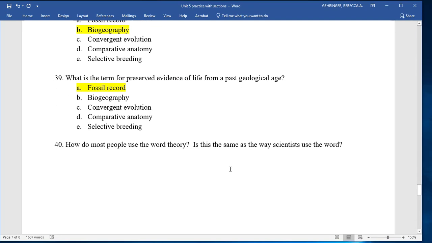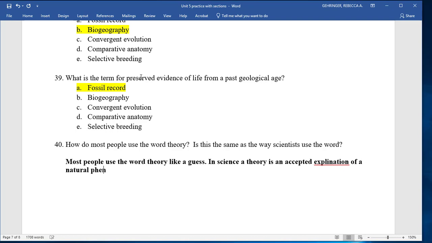How do most people use the word theory? Is this the same as the way scientists use the word? I would say probably not. Most people use the word theory like a guess, right? So that's not how scientists use the word theory. Most people use the word theory like an educated guess, maybe a hypothesis. And scientists use the word theory to mean the accepted explanation of a natural phenomenon. So, like, sure, evolution is just a theory, meaning it is just the accepted explanation for how life changes over time.